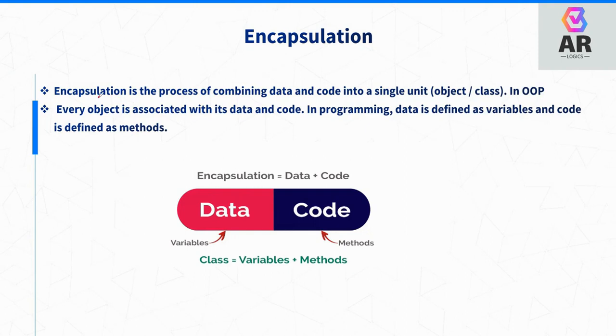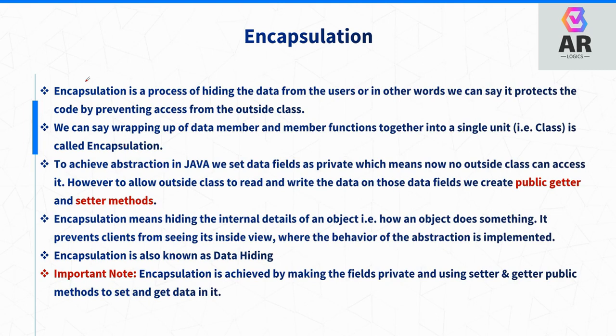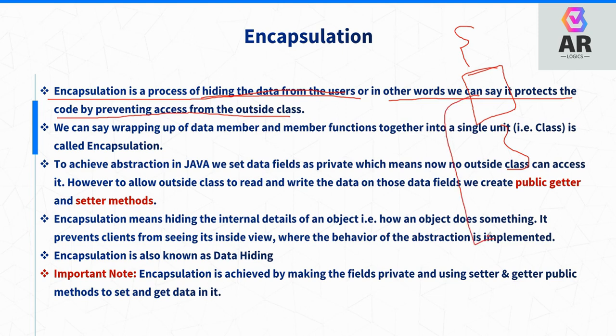For what purpose can we use encapsulation? Encapsulation is mostly the process of hiding the data from the user. In other words, it protects the code by preventing access from outside of the class. When you write the code, you can hide it. You can protect the data members and data methods from being accessed outside of the class.